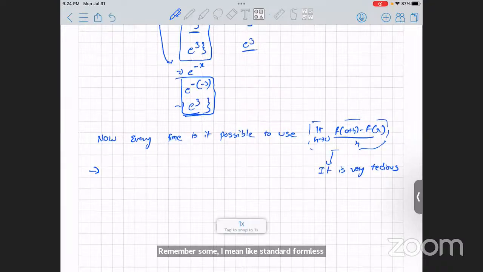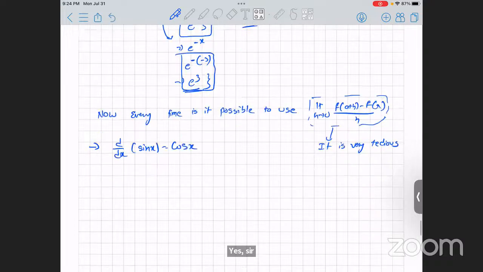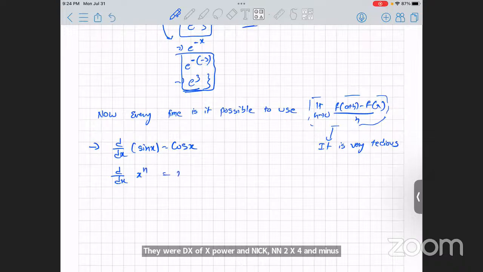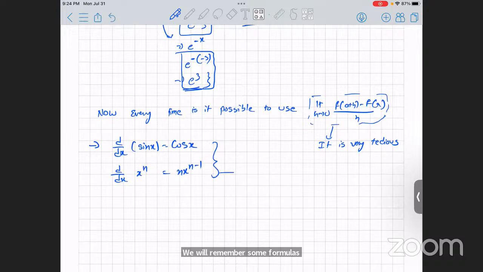So what we will do is we will remember some standard formulas. Differentiation: d by dx of sin x is equal to cos x. d by dx of x power n equal to n into x power n minus 1. We will remember some formulas. These formulas will help to find the differentiation. Okay? Yes, sir.